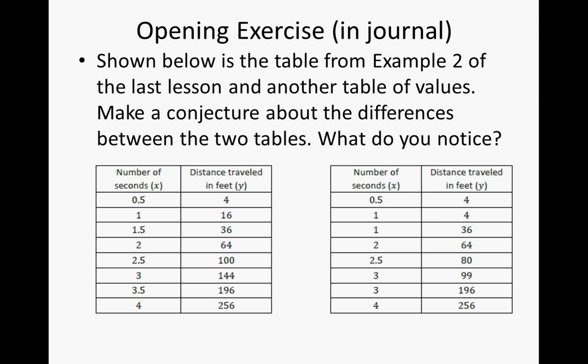Alright, let's take a look at the opening exercise, which you're going to do in your journal. Shown below is a table from example 2 of the last lesson and another table of values. Make a conjecture about the differences between the two tables. What do you notice?